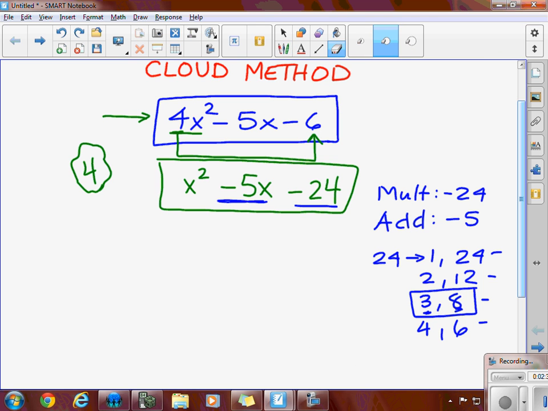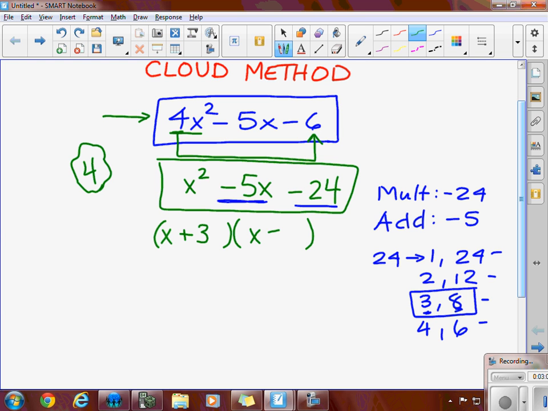So that means I have to switch my positive and negative around, and my two numbers would be a positive 3 and a negative 8. That still multiplies to negative 24, but now 3 and negative 8 add to negative 5. So to start factoring, I go back here and I say x, and my two numbers are positive 3, negative 8. Added together they get me negative 5, multiplied together they get me negative 24.